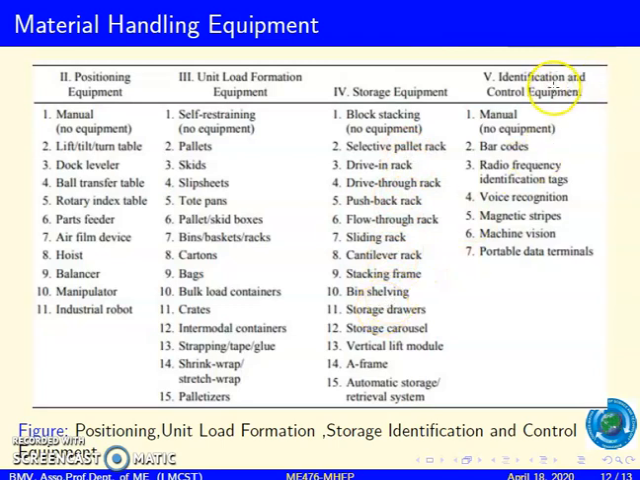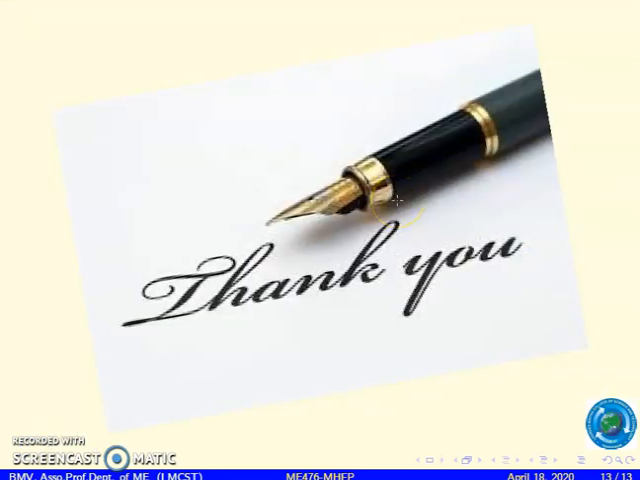The last one is the identification and control equipments. That is barcodes, radio frequency identification tags, voice recognition, magnetic strips. All these are identification and control equipments. So in this session, we have seen the classifications of material handling equipments.